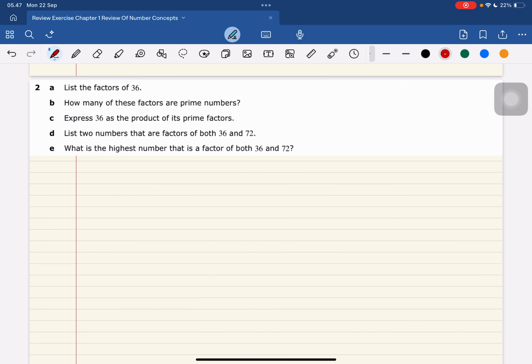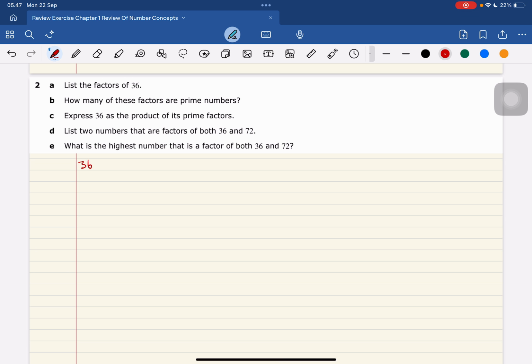Next, list the factors of 36. So 36. What numbers can make 36? 1 times 36, 2 times 18, 3 times 12, 4 times 9, and then 6 times 6. Okay, there it is. So let us put it in order. So we got 1, 2, 3, 4, 6, 9, 12, 18, and 36. This is 4A.